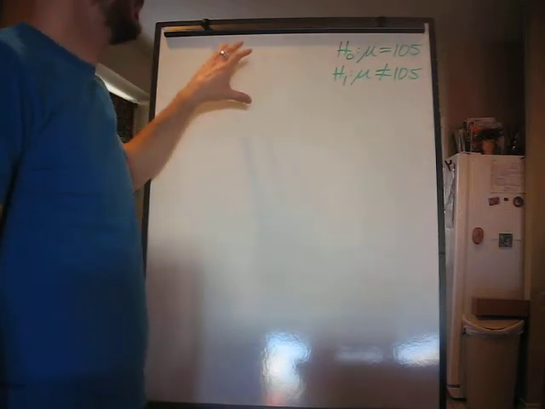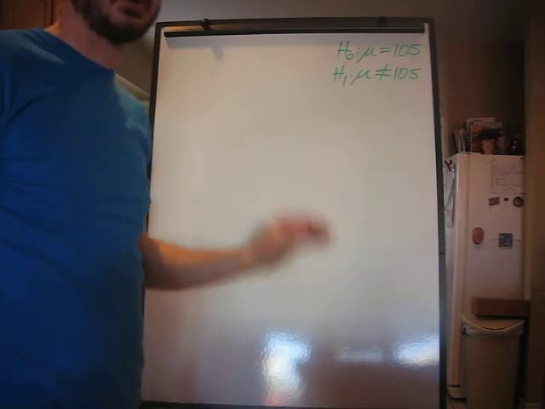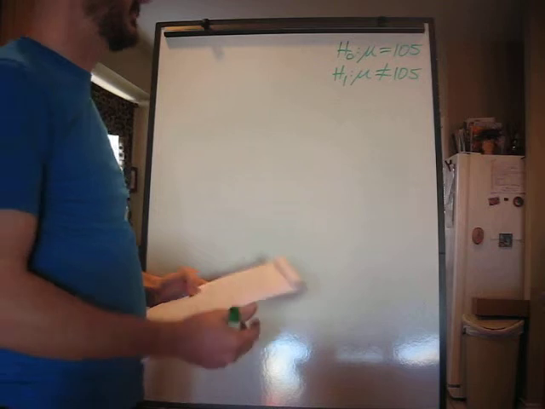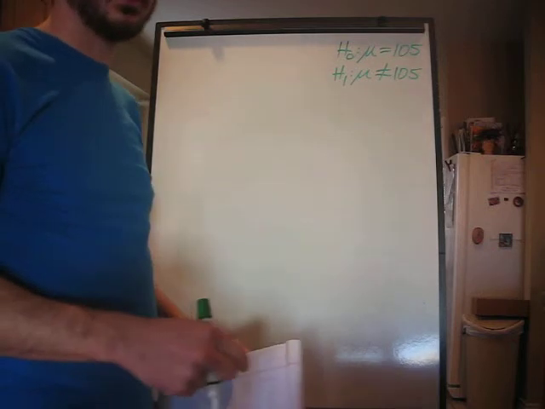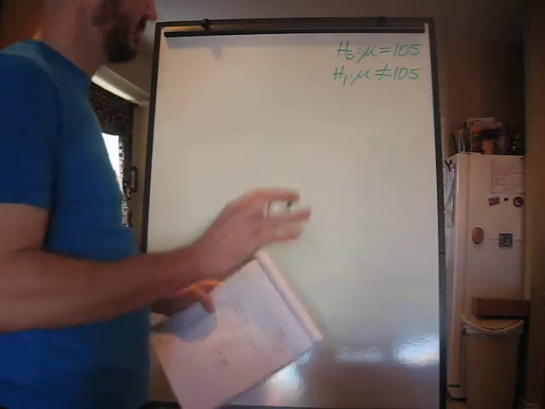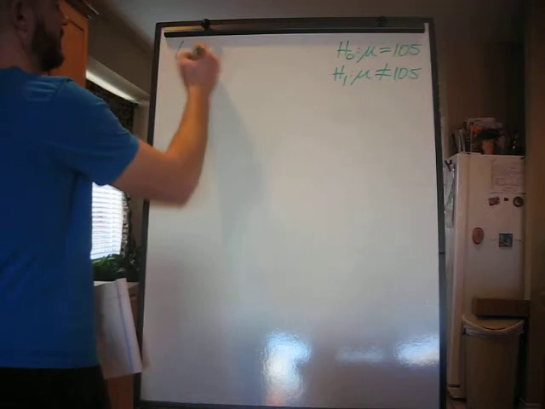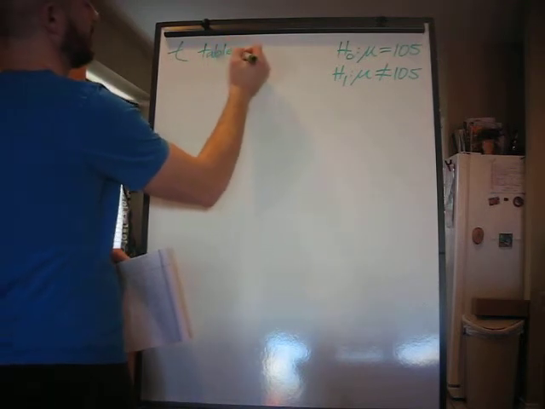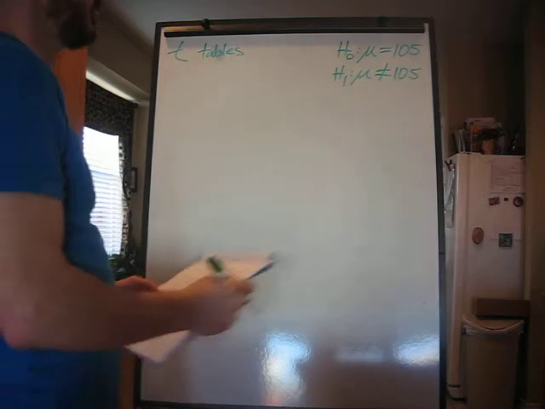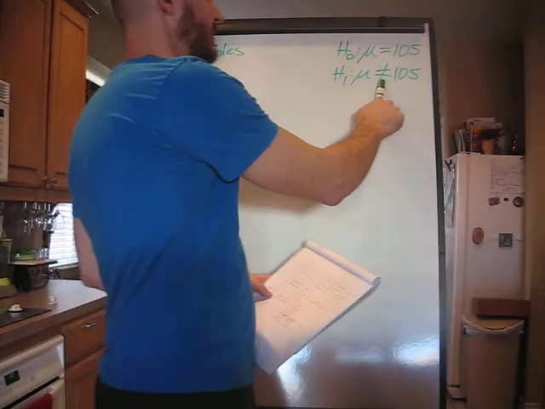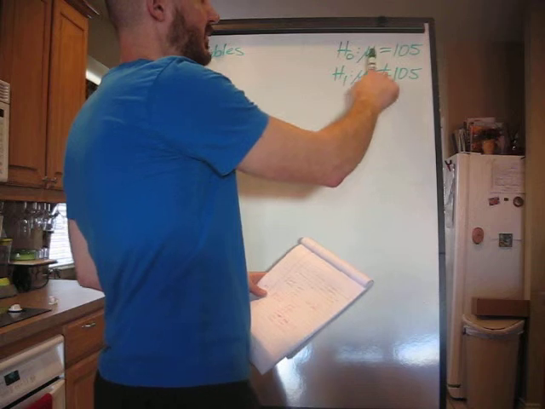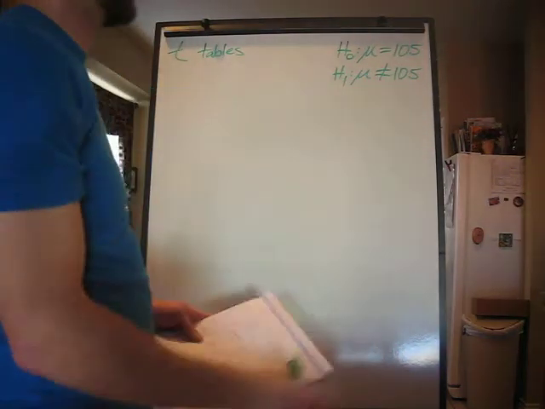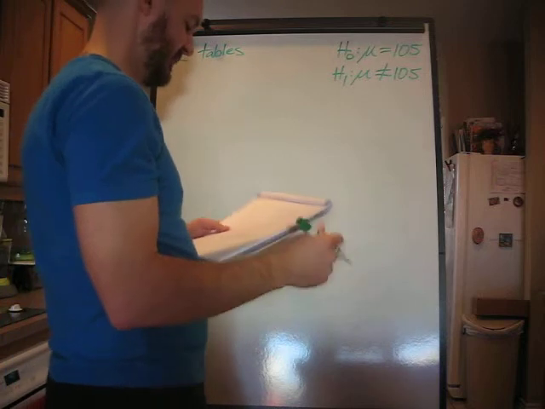Since our population standard deviation is unknown, we know we're going to use the t-tables. We're going to be using a test statistic from the t-tables. And since we are comparing mu is 105 to mu is not 105, we know it's going to be a two-tailed test.